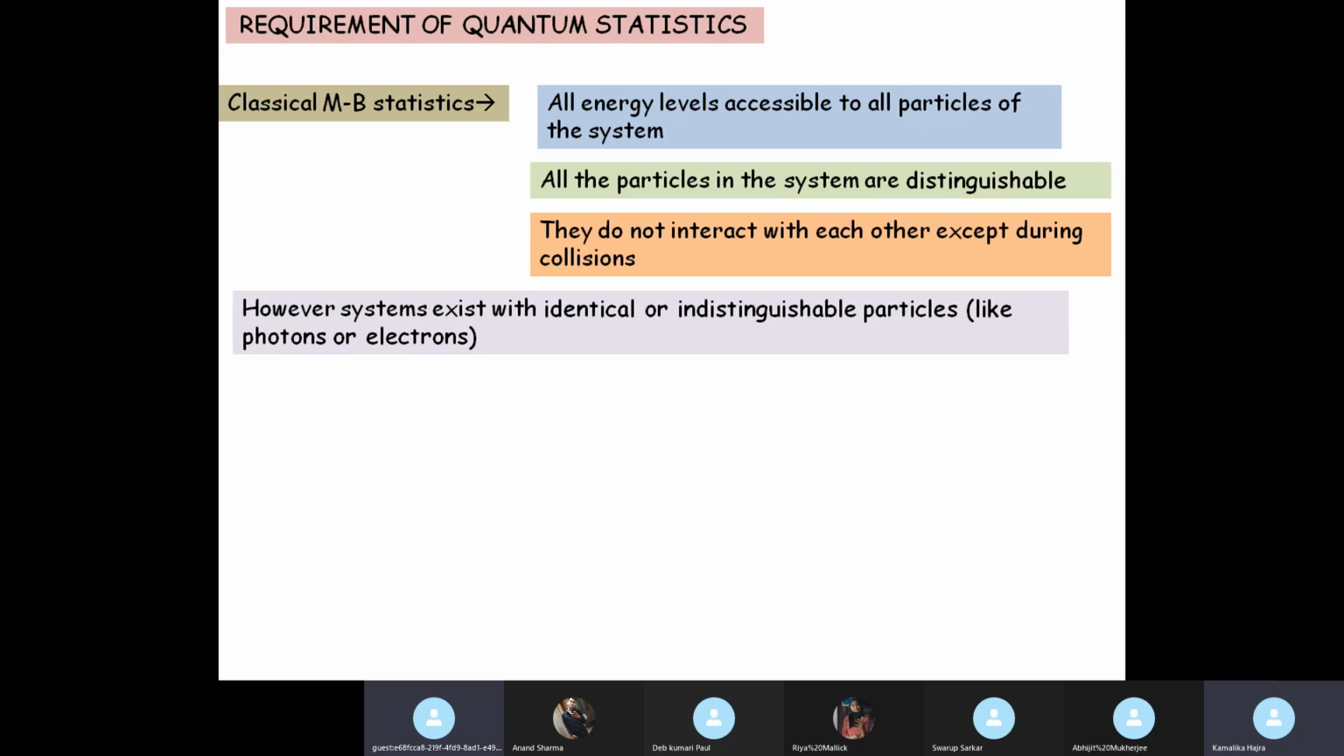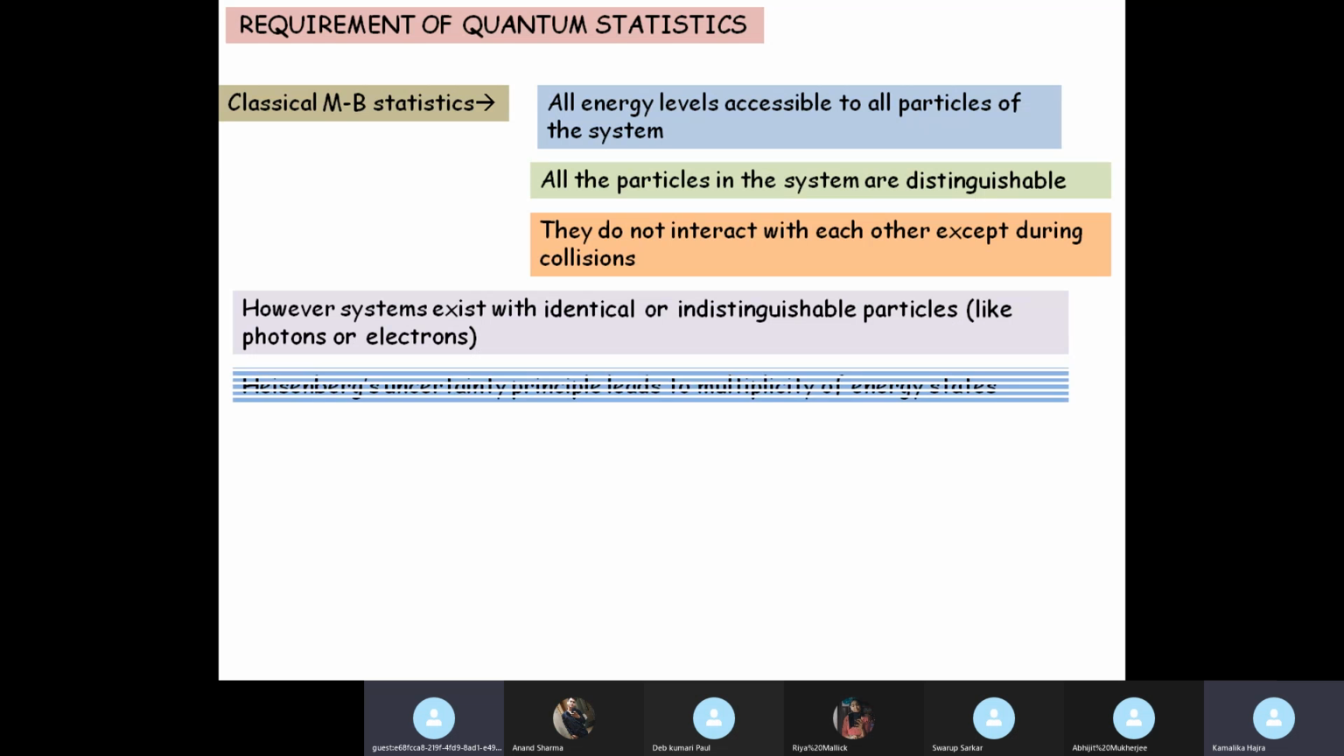For example, a system of electrons. We know all electrons have the same mass, the same charge. So how are we supposed to identify electron A from electron B? They are all the same. Photons, they are all the same. They are all massless. They all have the same momentum. They all move with the same velocity. So how are we supposed to distinguish one photon from another? How are we going to say this is photon A and this is photon B? Not possible. So these are all identical and indistinguishable particles.